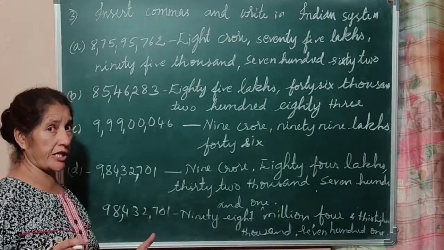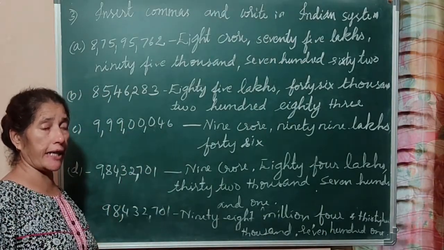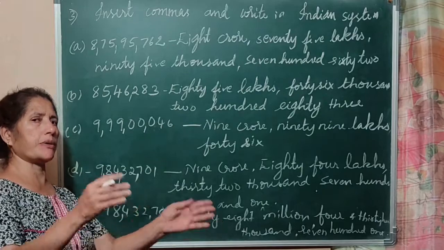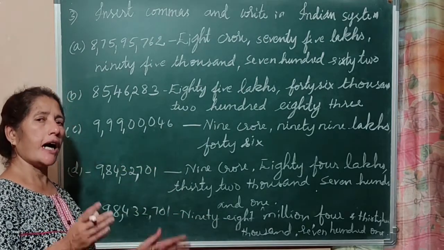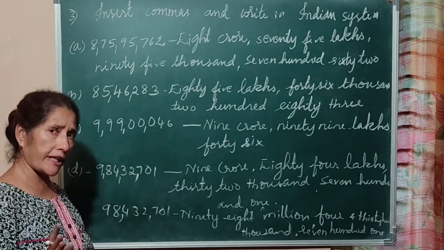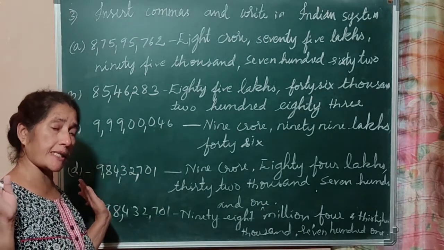I hope you understood clearly how to write the numbers in Indian system, in million system, how to write on the place value chart, how to write the numbers in the expanded form, all that in both the systems.